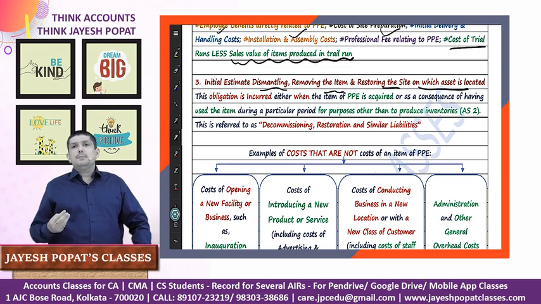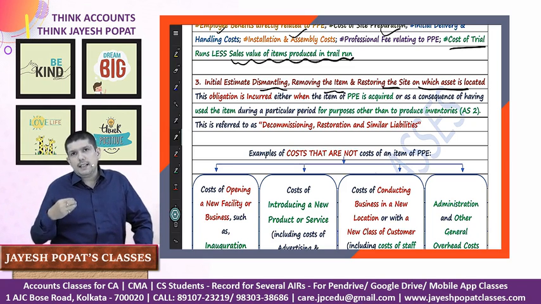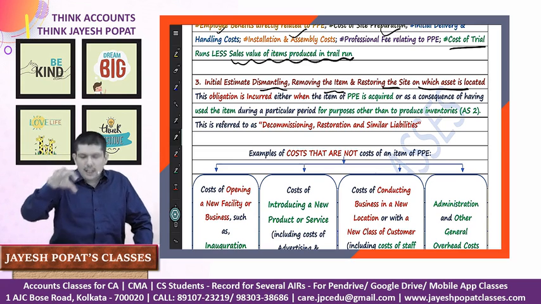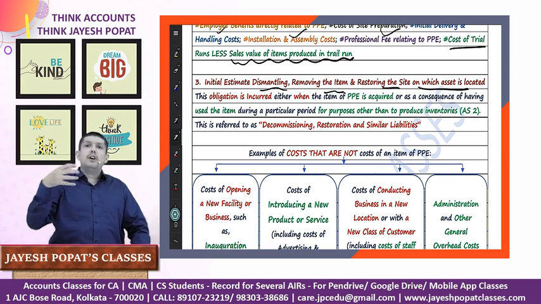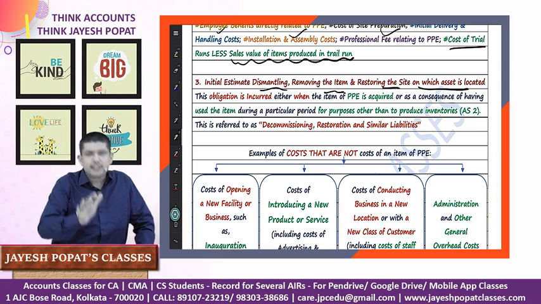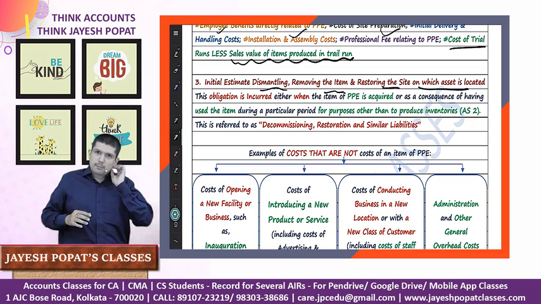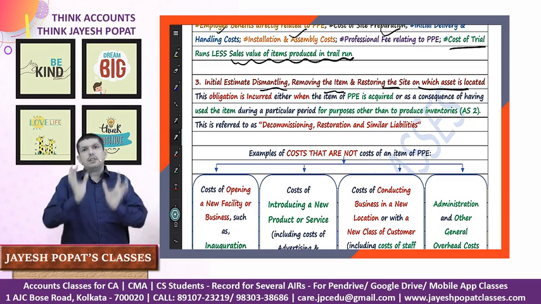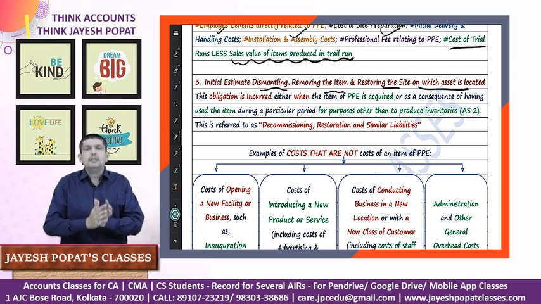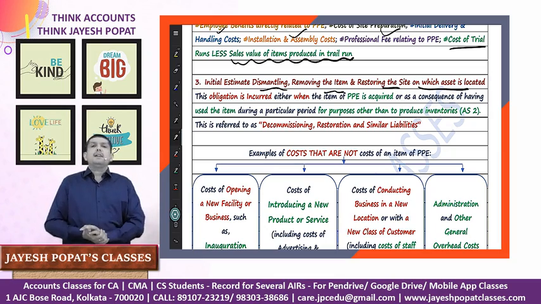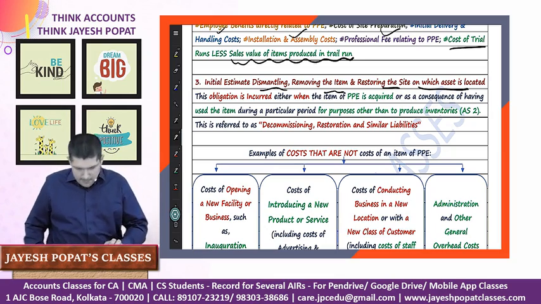This normally comes into play in case of mining sites as well, right? When we get license from the government for mining at certain mines, right, we install our plant and machinery at that place. The government usually says that once your license is over, you need to restore that site, remove your machinery, etc. from that particular site. So that cost will be estimated and it will be discounted to its present value and it will be capitalized to the cost of the item of PPE.